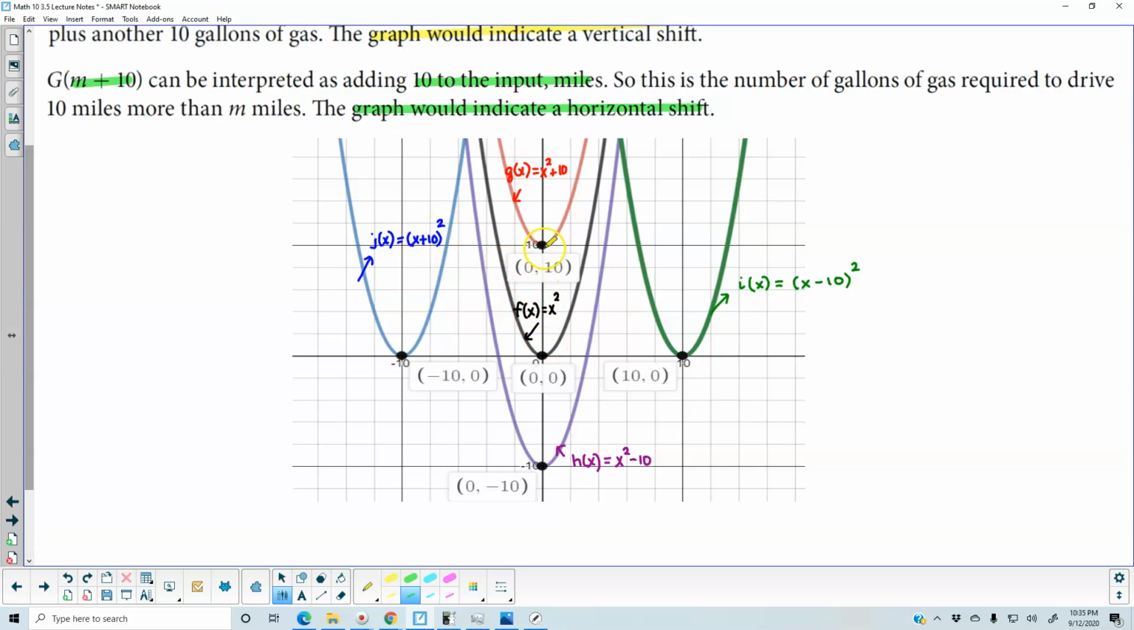Now, if we wanted to shift this up, then we're going to take 10 and add it to the output, which is x squared plus 10. And if we wanted to shift it down 10 units, we would take x squared and then subtract 10 from the output.